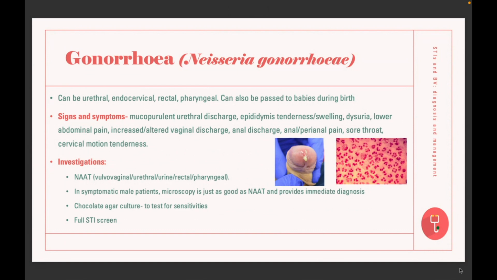So investigations that we can do if we're suspecting someone has gonorrhea. So again, our gold standard is a NAT. So you can do a vulvovaginal swab, a urethral swab, a urine sample, a rectal swab or a pharyngeal swab as well if you're suspecting that it's in their throat. In symptomatic male patients, microscopy is just as good as NAT and it provides an immediate diagnosis.